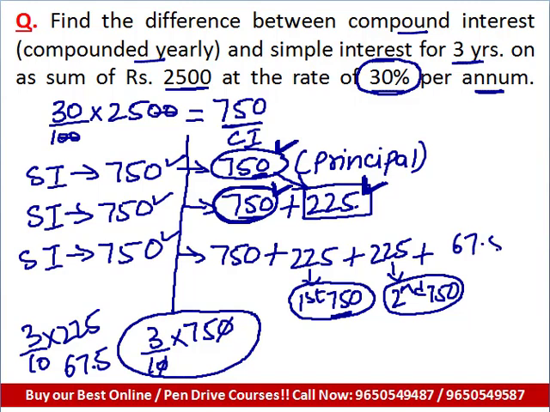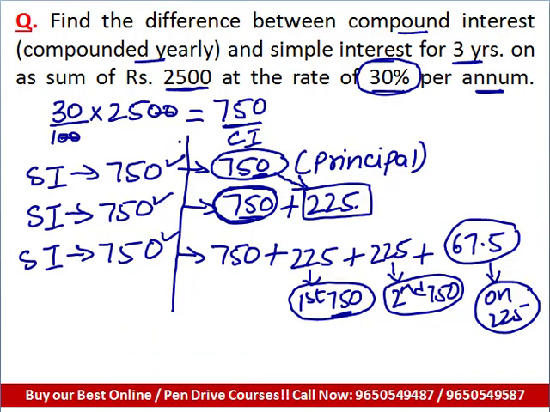So 67.5 rupees, students, is the interest that you have earned on the 225 rupees which you had earned in the second year. So now the question says we have to find out the difference. It was the 3 750s. These 3 750s are the total simple interest for 3 years.